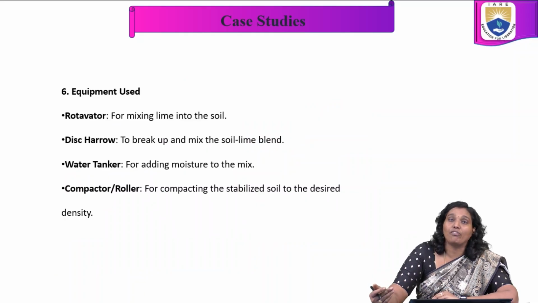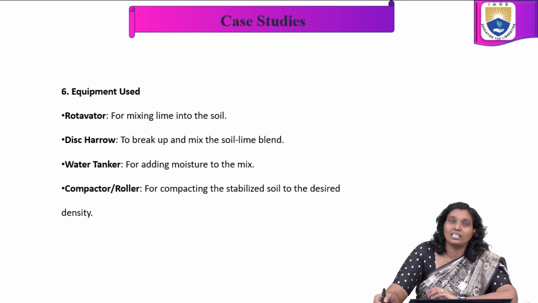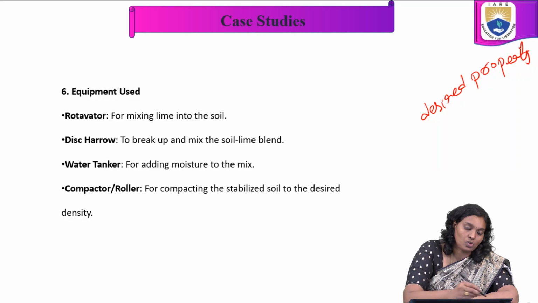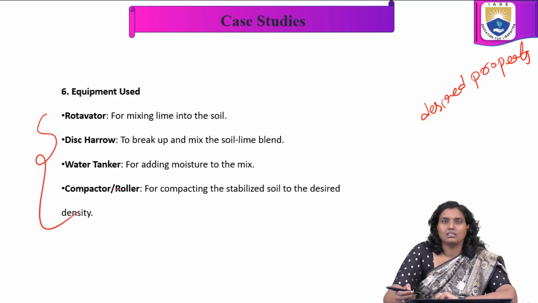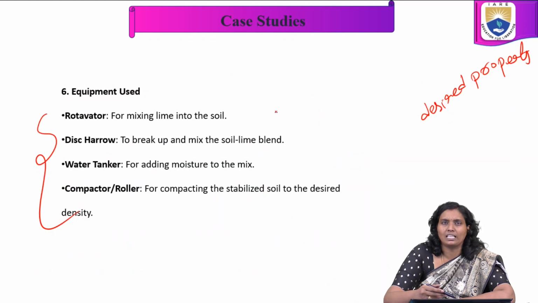Here, what kind of equipment are we using for this lime stabilization process? A rotavator for mixing lime into the soil, a disc harrow to break up and mix the soil-lime blend, a water tanker for adding moisture to the mix, and a compactor roller for compacting the stabilized soil to the desired density. For getting the desired properties and proper mixing, we choose all this equipment, used for their different purposes.